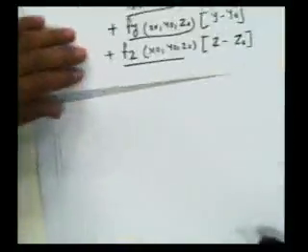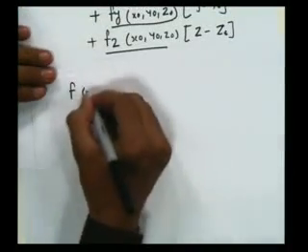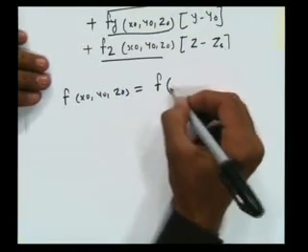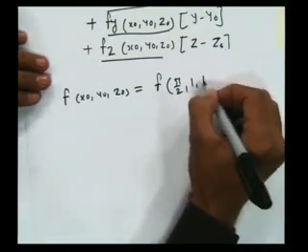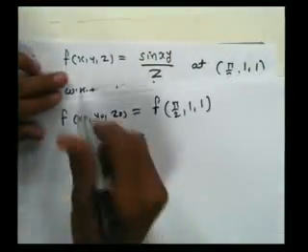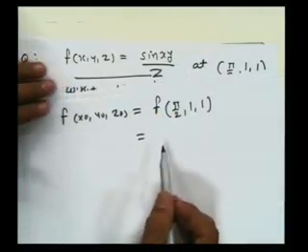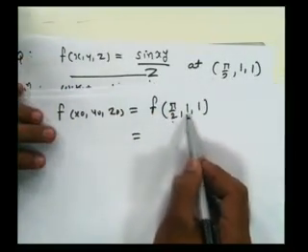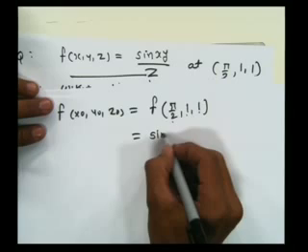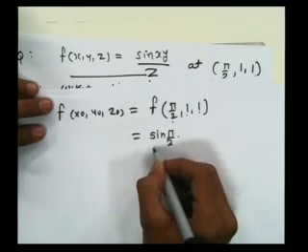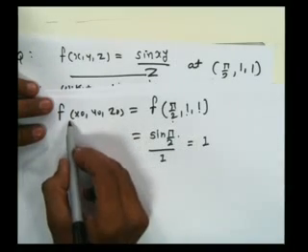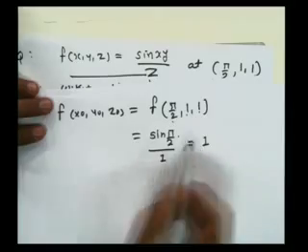First of all, we will find f(x0, y0, z0), which is f(π/2, 1, 1). Here the function is f(x, y, z) = sin(xy)/z, so x = π/2, y = 1, and z = 1. Putting all these in, we have sin(π/2 · 1)/1, that is sin(π/2), that is 1. So f at (x0, y0, z0) is 1.